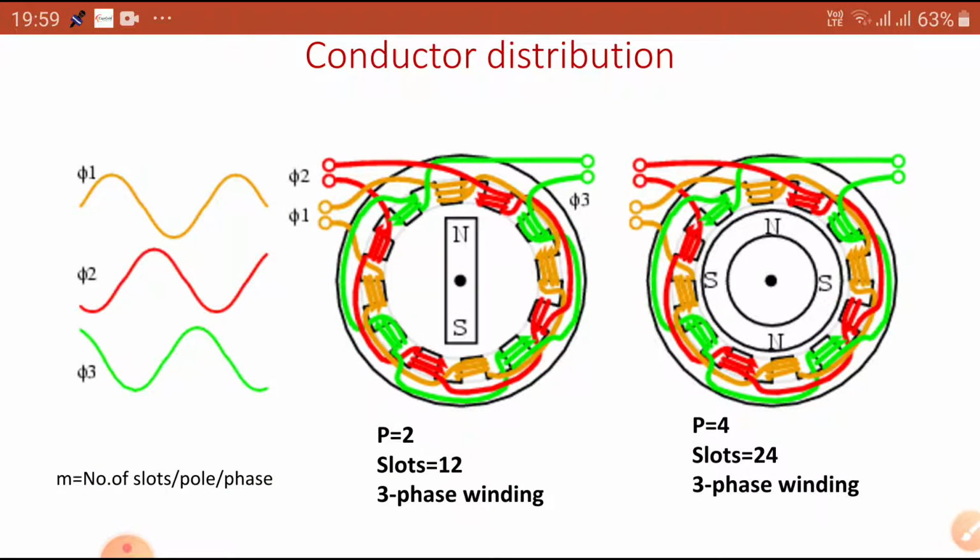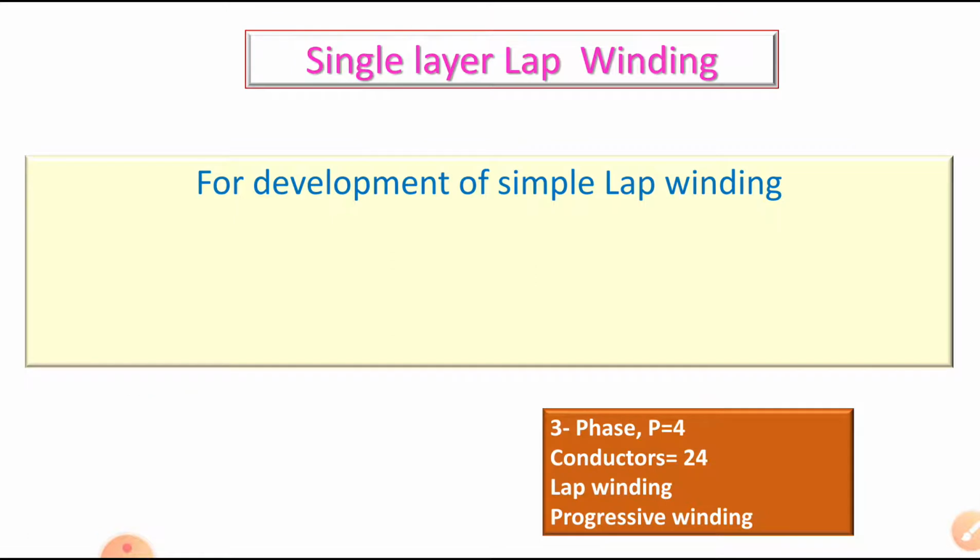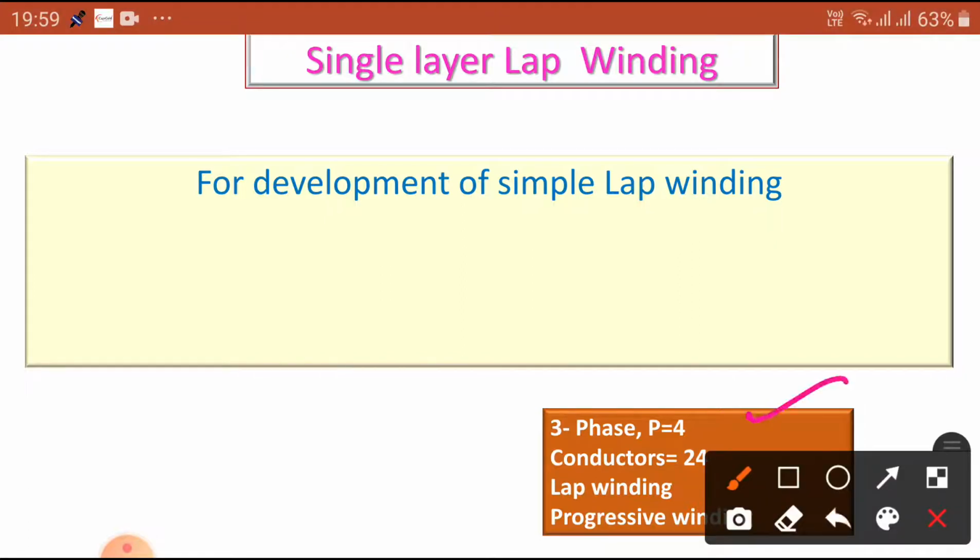Okay. Let us take how we are going to draw the winding. So what are the steps? Similar steps. The single layer lap winding. For development of the single layer lap winding, let us take one case study. So what is this one? The case study is this. Instead of single phase, we take 3 phase. Number of poles, 4 poles is taken. Total conductors or slots, we take 24 slots or 24 conductors, and lap winding and progressive winding. These are the case studies we are going to do.